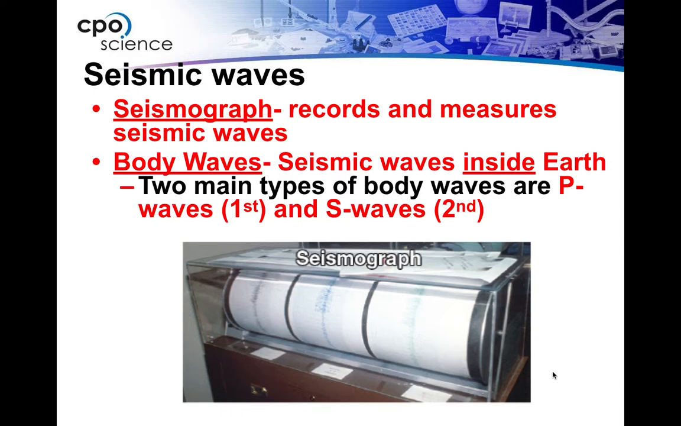P waves are primary waves. They arrive first. They're the first ones to show up. The reason why they show up first is they travel through everything. So P waves travel through solids, liquids, and gases, and show up first. S waves arrive second. They do not travel through liquids. They travel slower. They're called S waves because they are secondary waves.